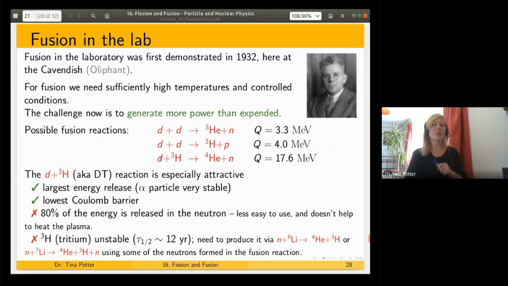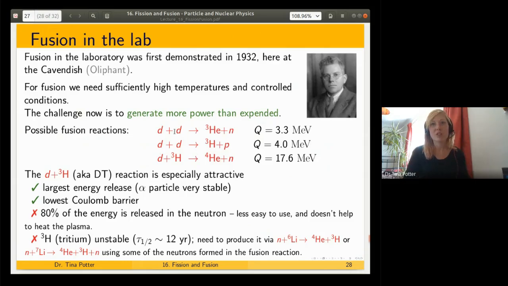Instead, if we fuse together a deuteron with tritium to give us helium 4, just like it's done in the sun, for example, we release a huge amount of energy, 17 MeV, and this one's particularly attractive to us. This is called the DT, the deuteron tritium fusion reaction. Out of all these very simple fusion processes, there's a huge release there. We like that. And it also has the lowest Coulomb barrier out of all of these. Now, unfortunately, most of the energy is released in that neutron, which doesn't help to heat any plasma that we're using here. And so that's less useful to put to work.